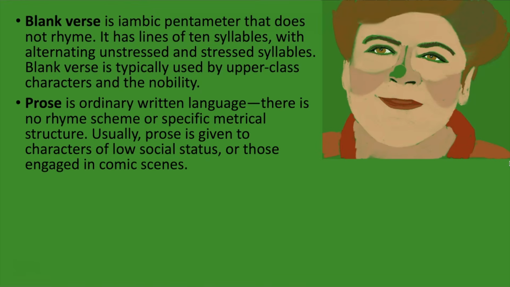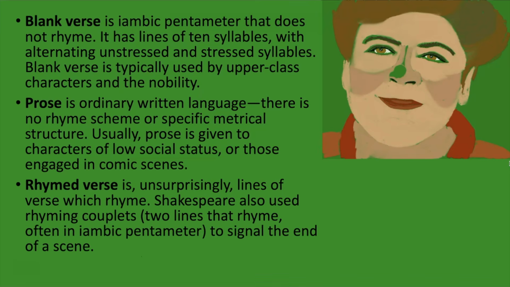Prose is ordinary written language. There's no rhyme scheme or specific metrical structure. In your copy of the play, prose looks like ordinary written sentences and paragraphs. Usually, prose is given to characters of low social status or those engaged in comic scenes. Rhymed verse is, unsurprisingly, lines of verse which rhyme. Shakespeare also uses rhyming couplets, 2 lines that rhyme, often in iambic pentameter, to signal the end of a scene. Again, it looks like poetry on the page.